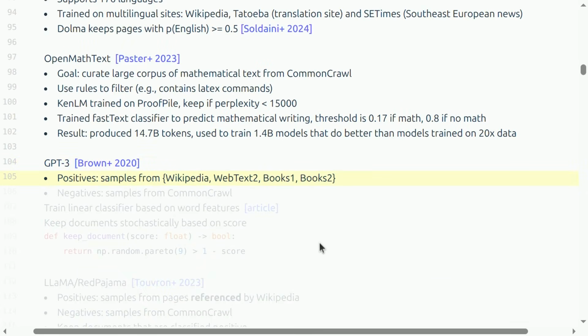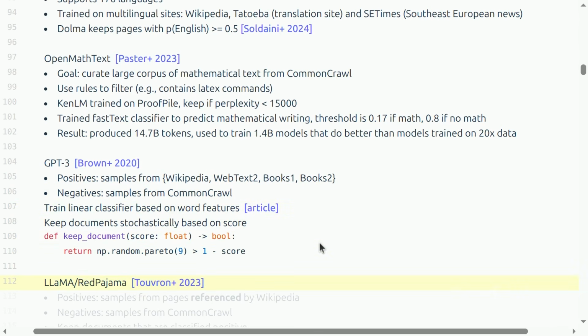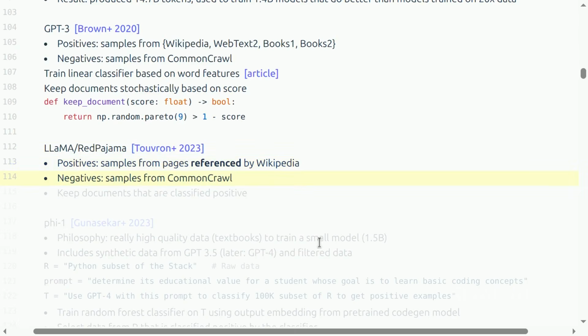GPT-3, I think I mentioned this last time, but just to put it in this framework: positive examples are Wikipedia, WebText, which are pages that link out from high-star Reddit posts, and some books. Negatives are generally sampled from the web. They train a linear classifier and keep documents if the linear classifier scores them highly enough. There's the first Llama paper, where the positives were pages referenced by Wikipedia, not Wikipedia articles themselves. It's the same kind of idea.